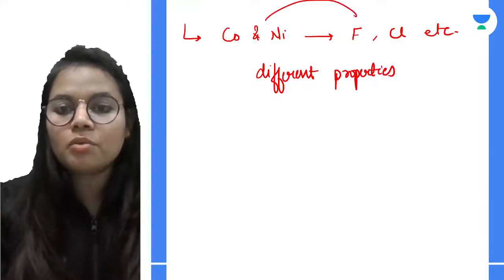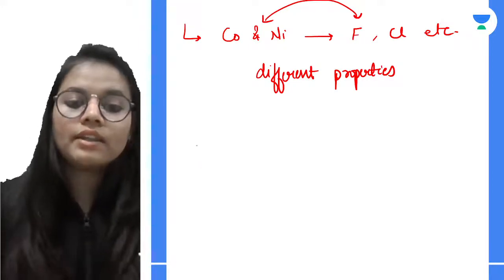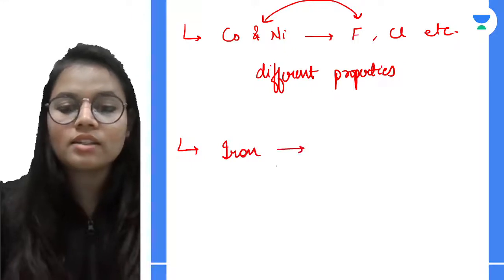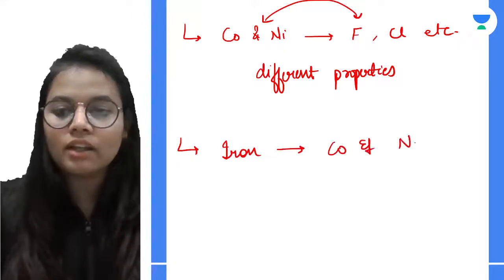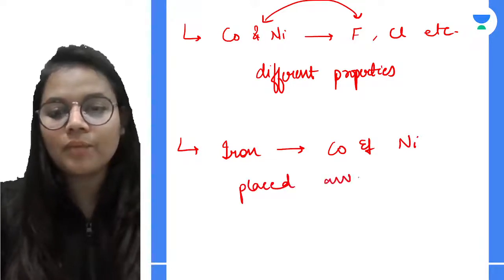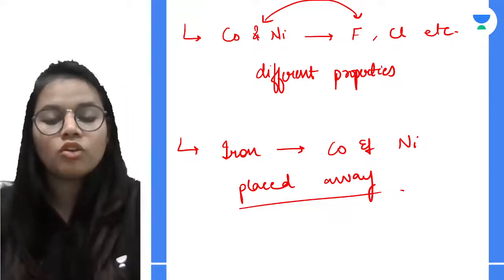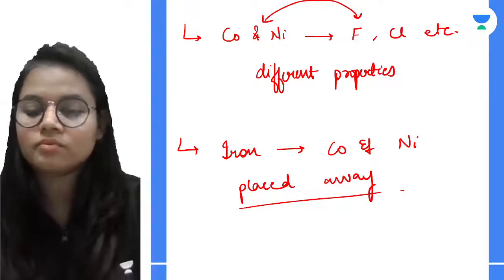Okay, the properties of halogens are different from cobalt and nickel. And next, if I talk about another drawback, iron has in some way got properties related to cobalt and nickel, and it was placed away from cobalt and nickel. So these were some of the drawbacks of the Mendeleev's periodic table.